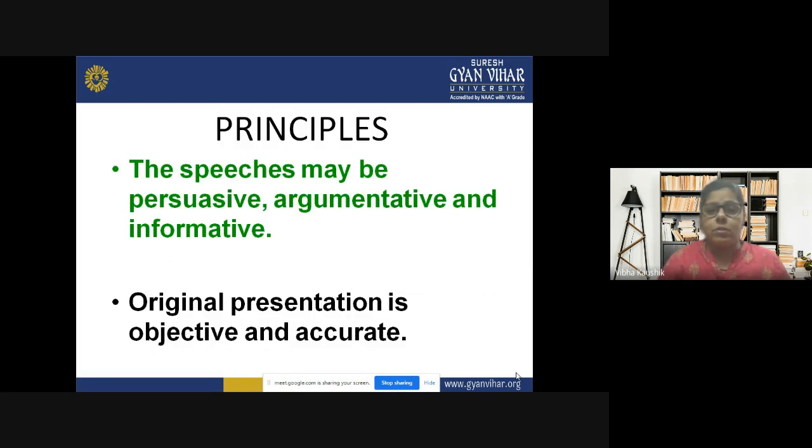Now, the principles of organizing a symposium. The first one is the speeches may be persuasive, argumentative, and informative. Means it should give some information to the listeners. The original presentation is objective and accurate. It should be objective, means it should not be a subjective presentation, and accurate means correct. All the information, all the knowledge that has been presented to the listeners through the presentation should have an objective viewpoint and be accurate.